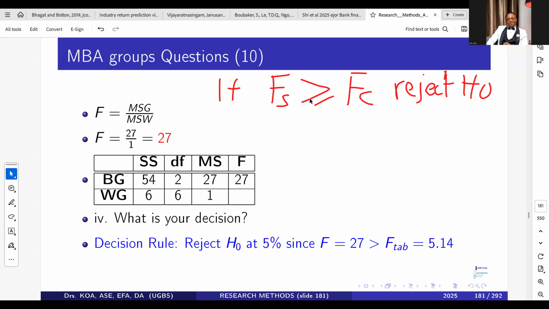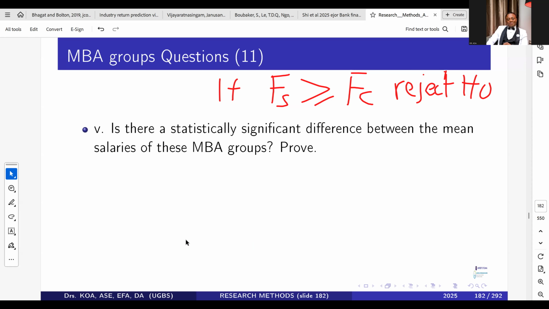But you need to conclude statistically and practically. How do you do that? The conclusion is about whether there is a significant difference in the mean salary. So you say that since the F statistic is greater than the critical value, we reject the null hypothesis, and conclude that the mean salaries across the 3 MBA groups are statistically significantly different from each other. That is how you do your conclusion.